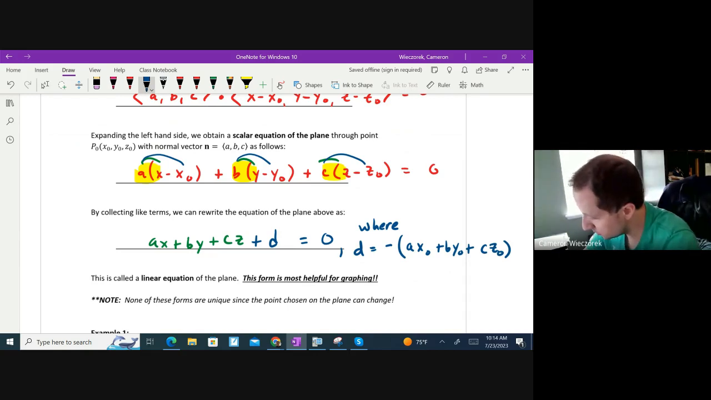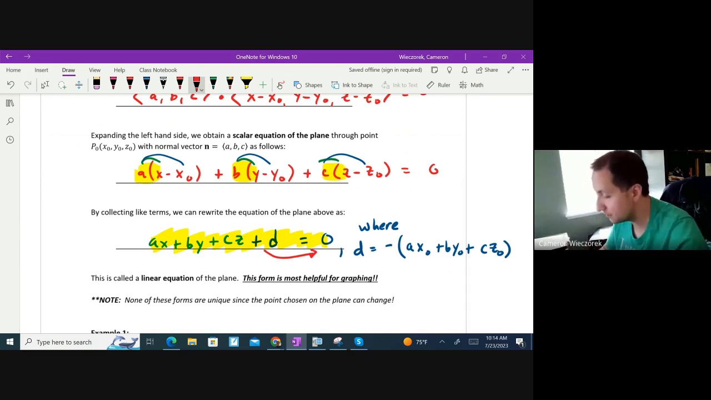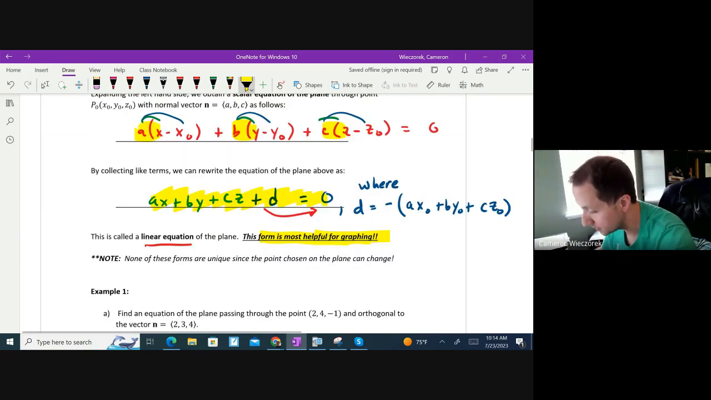Okay. And so this is what we call a linear equation of the plane. Sometimes you'll see they move the constant over to the other side. There's a lot of different ways. These are all different linear forms of the plane, whether you keep D on the left or move it over to the right. The point is it's not in vector form anymore. The fact that we've collected all the like terms together is what makes it a linear equation. And I would say this is the form that's most helpful for graphing because you can very easily find the x, y, and z intercepts and see a portion of that plane once you graph it. So we'll look at an example in a little bit that does that.